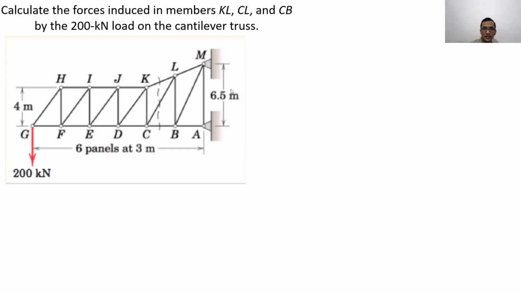No, sir. Yes, correct. There is no zero force member here because none of the criteria of zero force member that we have learned before is fulfilled here. So in this case, we cannot simplify the problem. The problem will be as it is.